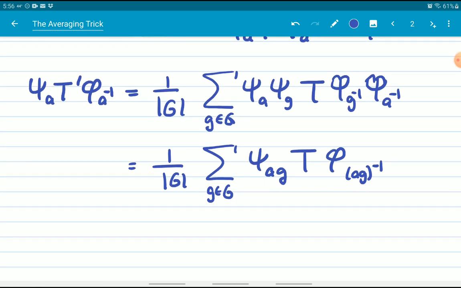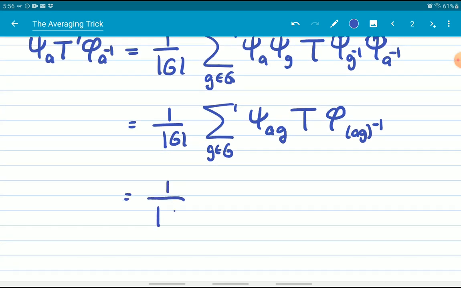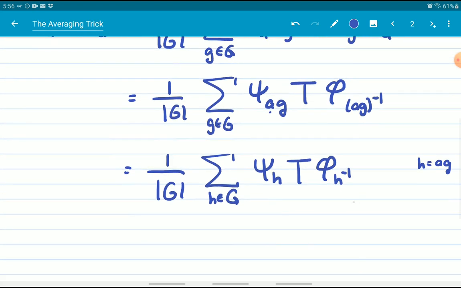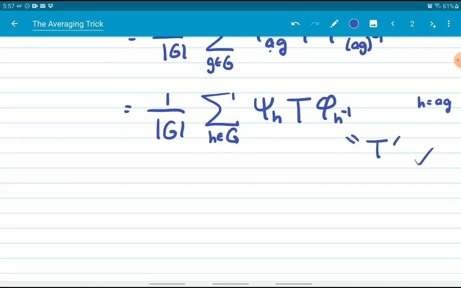And now I do a trick that one gets to do here. I'm going to rewrite the sum by re-indexing the sum. So I'm going to think about H as being AG. A is fixed, but G is varying. But as G runs over all elements of the group, so does AG. So if I replace AG with H, I write it like this. But this is really just a sum over all the elements H of the group. And hey, look at that formula. Except for the fact that I call it H instead of G, that's just the formula for T prime. That's what I wanted to show. So it's a morphism.